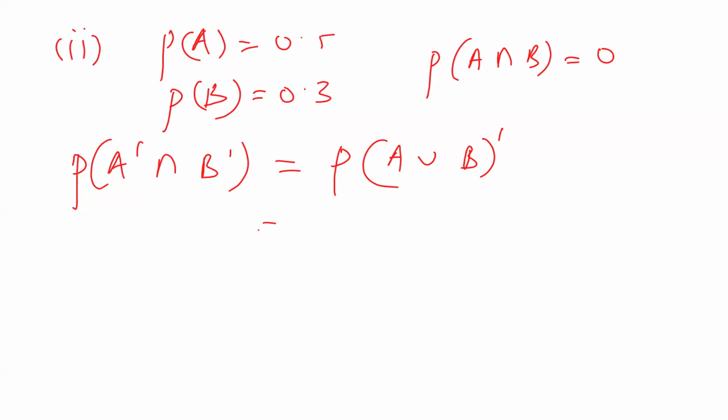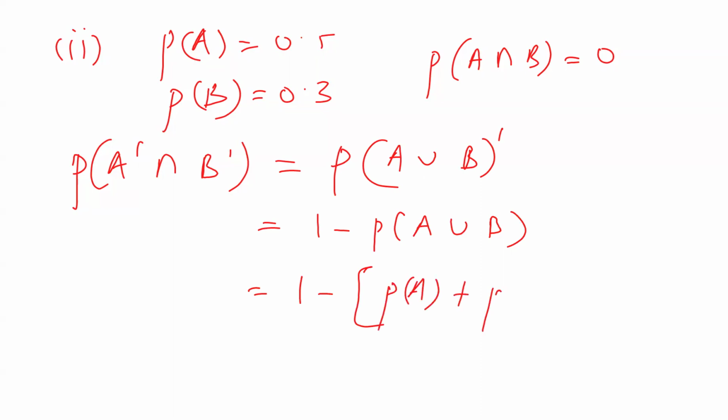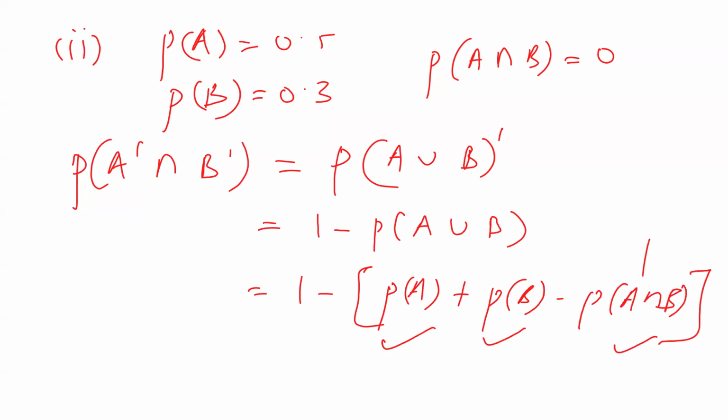This is 1 minus P of A union B, which is 1 minus the box bracket P of A plus P of B minus P of A intersection B. All these three values we have. This obviously is 0 because A and B are exclusive, right? Yeah. Let us go to question number 10.